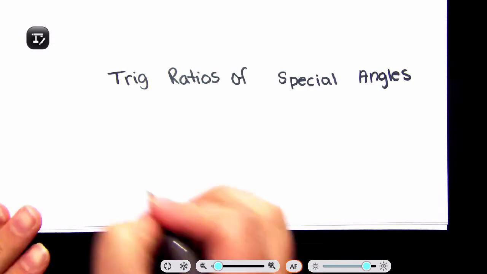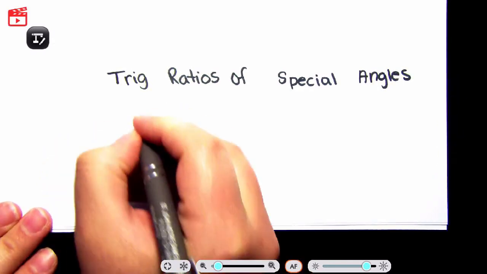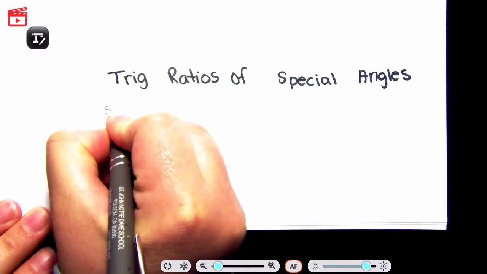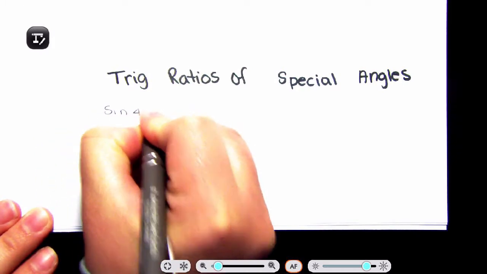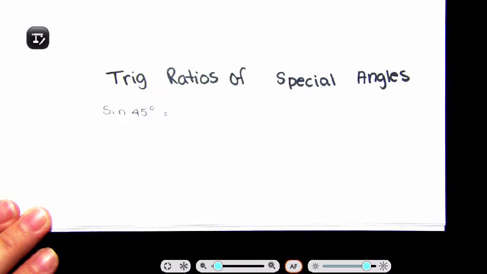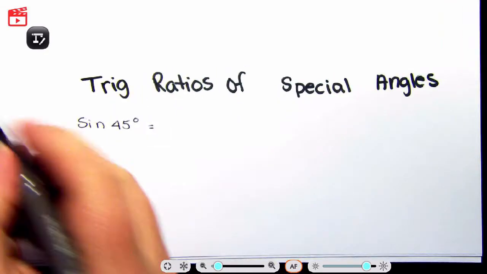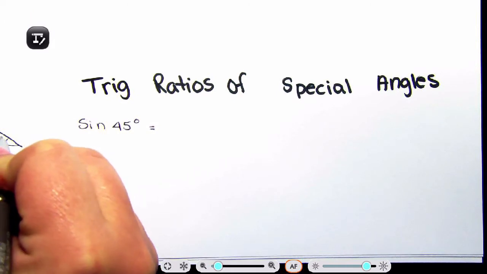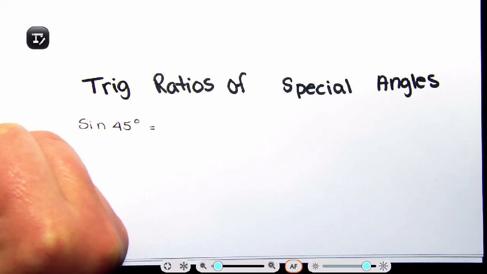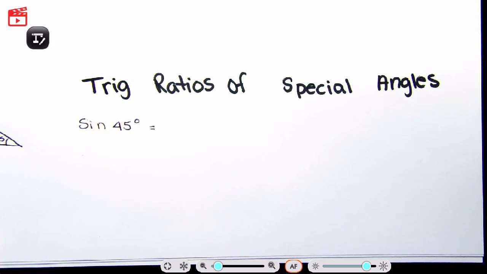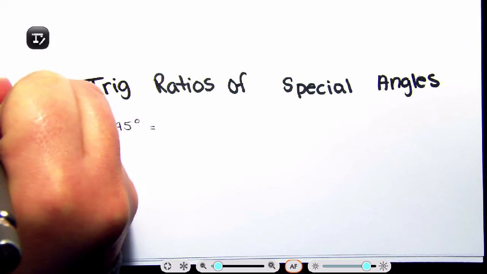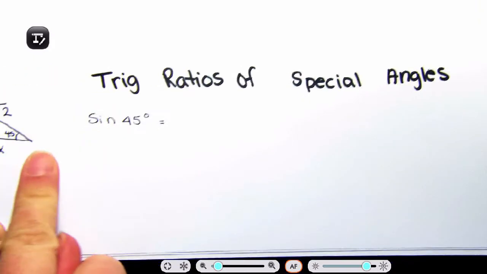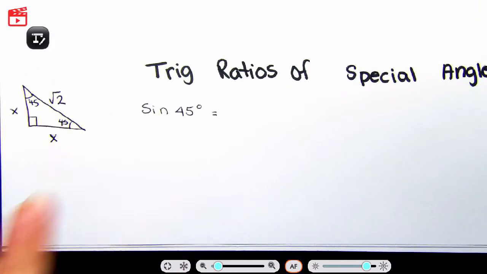But for example, let's do sine of 45 degrees. We want to know what the sine of 45 degrees is. Now let's say we have a triangle that looks like this. Here's 45, and here's 90. So we have, again, x root 2. And from this, oh, you guys can't see, I apologize. From this triangle, I want to know what the sine of 45 degrees is.